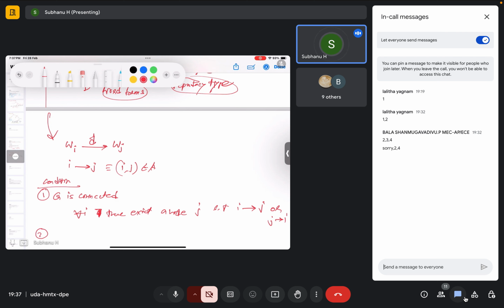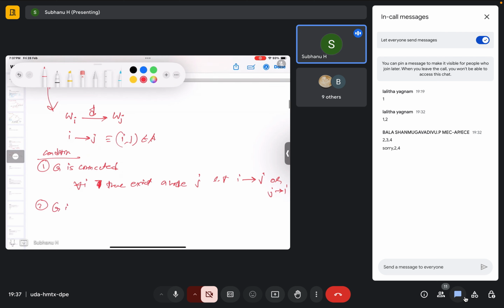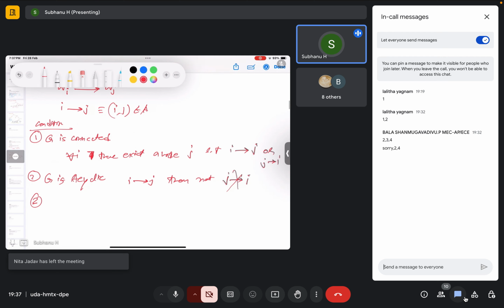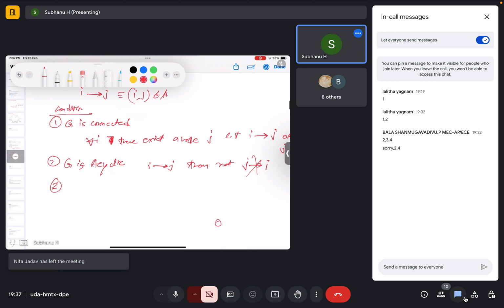Fine. If G is connected, then G is acyclic. That means it doesn't form a cycle. That means if I tends to J, then we should not have a case that J also tends to I. Otherwise it will form a cycle like this: I to J, J to I. So this is I, this is J. We should not have a case like this.